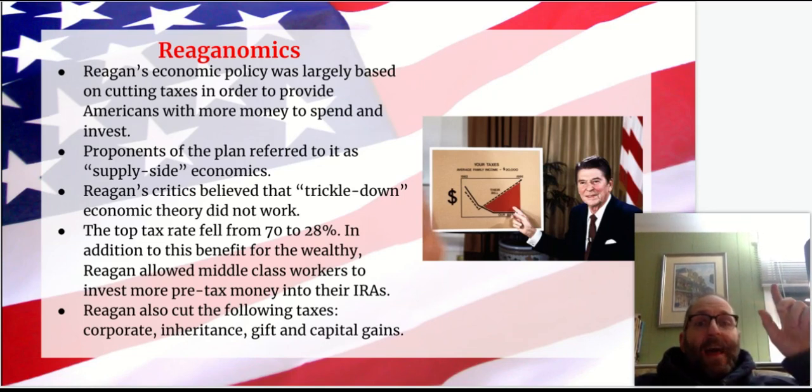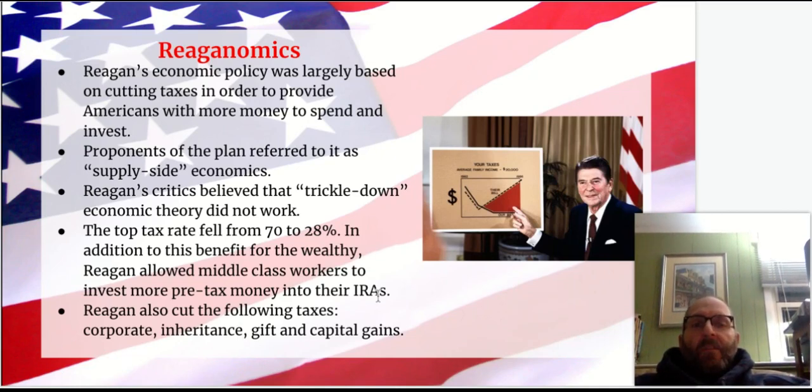Now that's not the only tax he cut. He also cut the corporate tax. That's different than your income tax. He cut the inheritance tax. When you inherit money at a certain level, you have to pay taxes. If you give money as a gift, you have to pay taxes. He lowered that. If you make money on an investment, it's called capital gains. You have to pay taxes on that as well. So he cut all of those taxes. But the one most people pay attention to is the income tax.